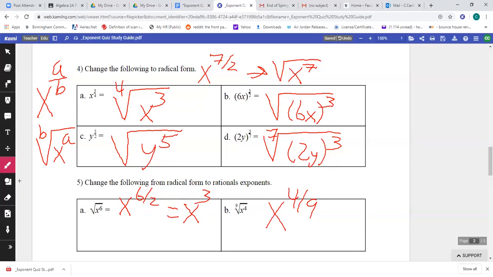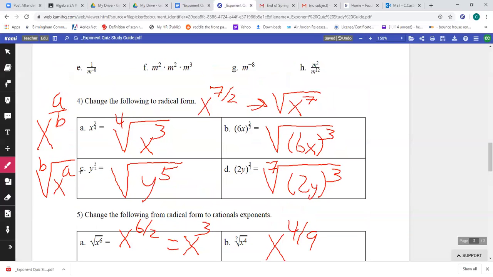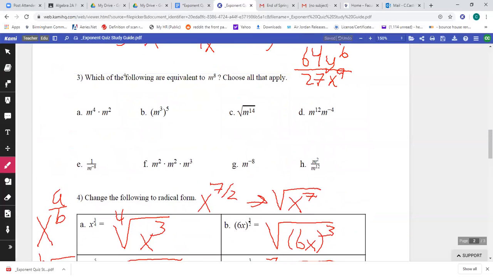So now I'm actually going to go back to number 3. Which of the following are equivalent to m to the 8th power? So m to the 4 times m squared. Remember that you actually add the exponents here. So this is m to the 6th. I know some people see the multiplication and they want to multiply the 4 times 2. But if you're multiplying with the same base, the exponents get added.